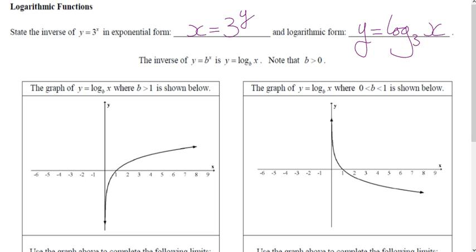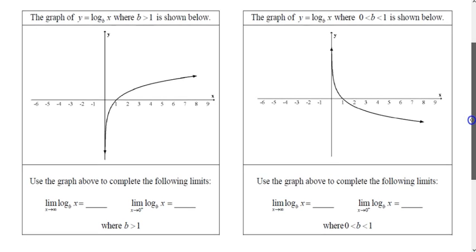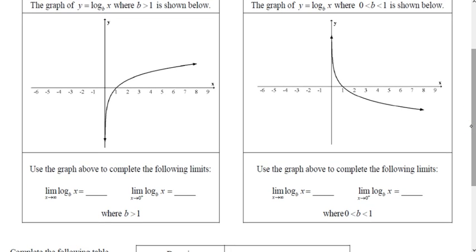And as it says there, the inverse of y equals b to the x is y is equal to log base b of x. Remember, the base of the log has to be greater than 0, and if you're taking the log of something, that also must be greater than 0. And here's a couple of graphs. So we have log base b of x, where b is greater than 1, and log base b of x, where b is between 0 and 1. And we're just going to answer these guys. So as x approaches infinity, where's this going? Infinity. It's going to get there really slowly, but it will get there.